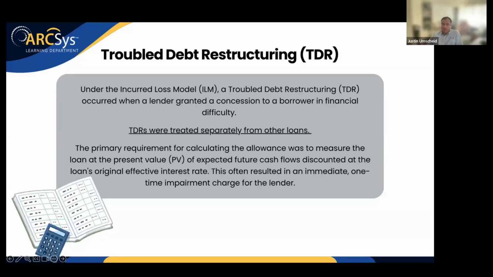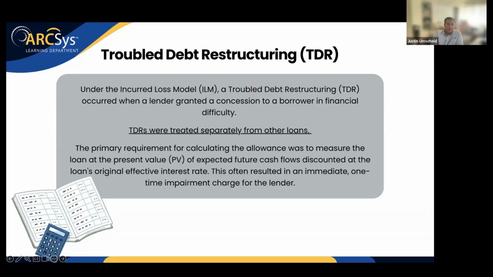Remember, TDRs were taken out of your pool-based calculations under the incurred loss model, and really GAAP would have had you run a present value calculation on the expected cash flows of that loan to calculate the allowance on any TDRs. This was using the loan's original effective interest rate and generally resulted in that initial impairment.